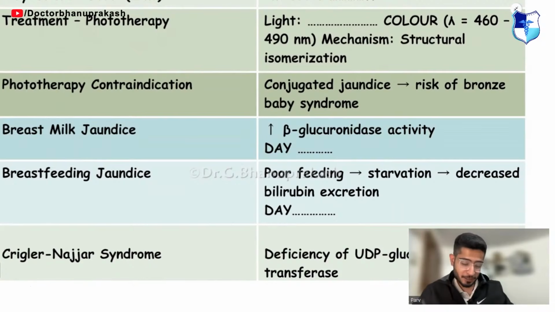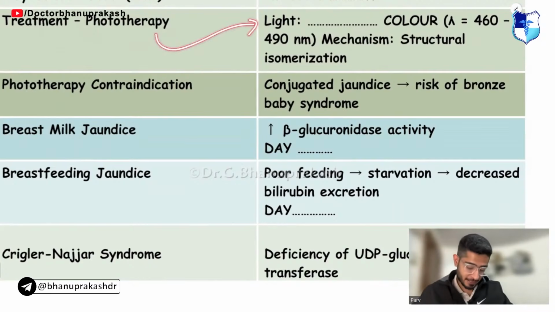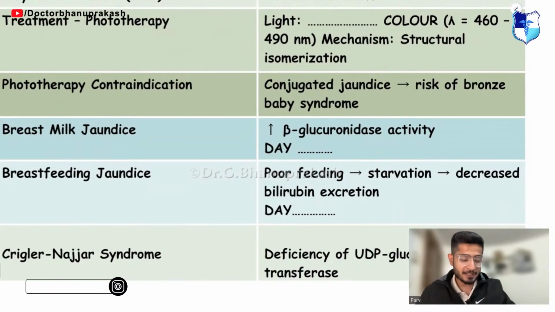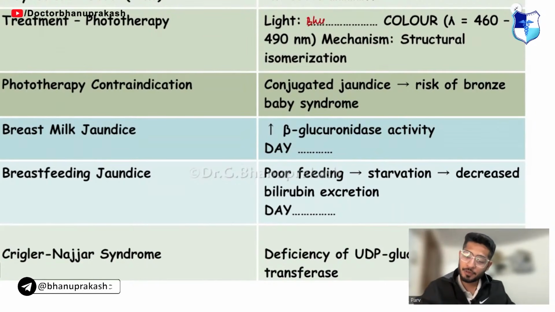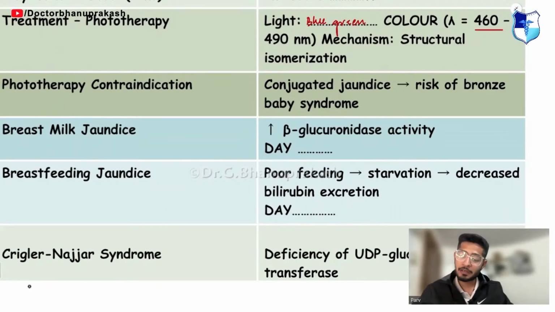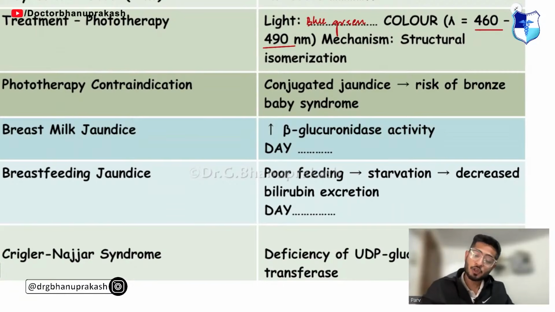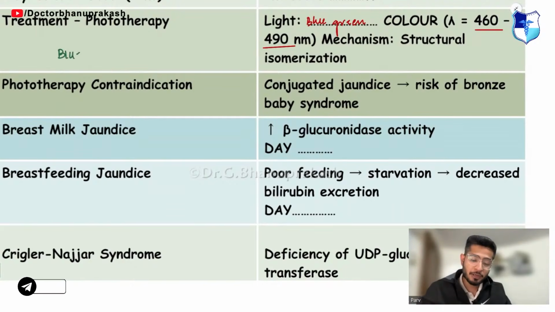If you are giving phototherapy, what should be the color of light? It is going to be blue-green color, and the lambda is going to be 460 to 490 nanometers. I have seen people forget the wavelength. So here is a mnemonic for you: blue has 4 letters, green has 5 letters.